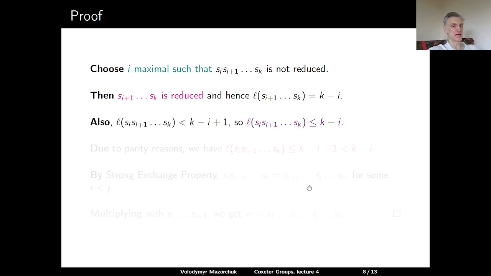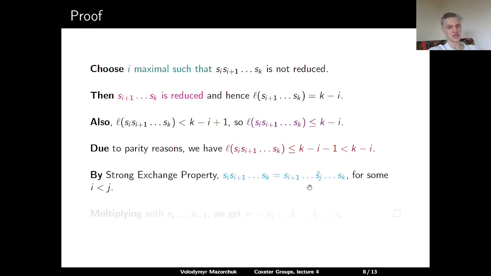When we now multiply with si, the length must be smaller than k minus i plus 1, and so it is at most k minus i, but we know that the length changes according to the parity. So the length of s(i+1) and so on, sk should be of the same parity as k minus i plus 1, so it cannot be k minus i. It can be at most k minus i minus 1. So the length of this element is strictly smaller than k minus i.